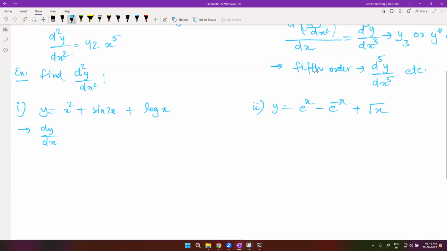Have you guys done this? First, let's differentiate it the first time. So what will it become? 2x plus, this will be sine 2x, so cos 2x, then 2x will be 2, and this will be 1 upon x. Then again, d2y by dx square: 2, this will be minus 2 sin 2x, cos 2x becomes minus sin 2x, then 2x gives 2, so 2 times 2 is 4. And this will be minus 1 upon x square, because x is to the power -1, so this will become -1 x to the power -2. The final answer must be this.